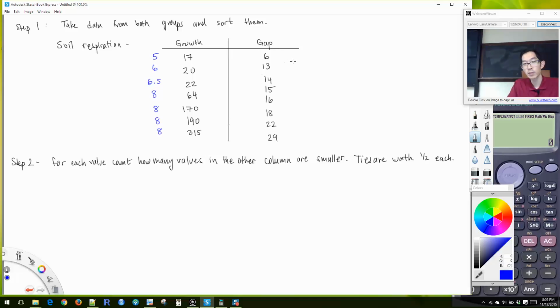Okay, and then we do the same thing for the other column, and we say how many values are smaller than 6 in the other column. Filling this out, I got 0, 0, 0, 0, 0, 1. At 22, I have 2 and a tie, 2.5, and then at 29, I have 3 values that are smaller. Okay, and then we sum these. Sum those counts.